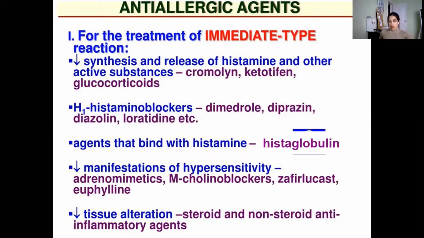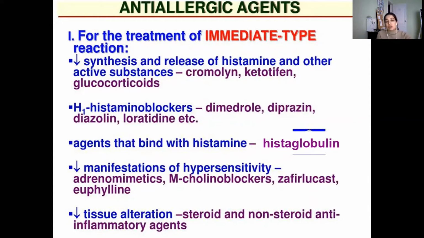For the treatment of the immediate type reaction, what can we do? We can reduce the synthesis and release of histamine with drugs like cromolyn, ketotifen, and glucocorticoids. Block H1 histamine receptors, so it would be H1 histamine blockers like dimedrol, diprazin, diazolin, loratadine. Drugs which directly bind with histamine, this is histoglobulin, but it is not actually used in everyday practice.